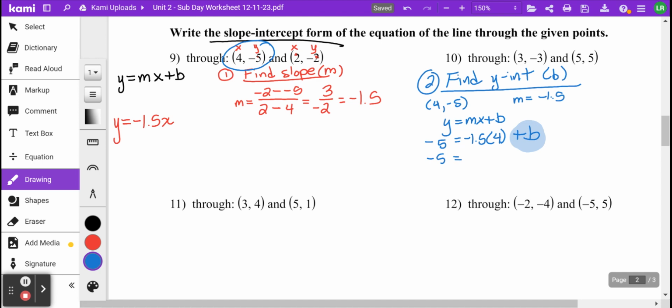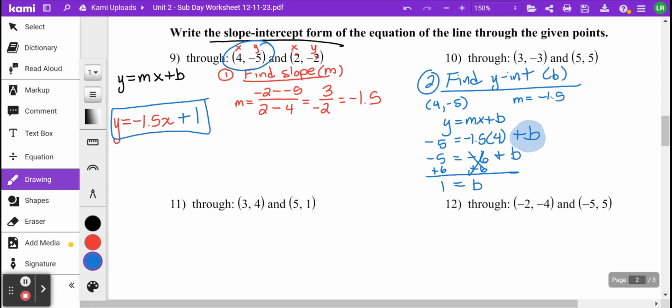Negative 1.5 times 4 is 6. Sorry, negative 6. Add 6 to both sides to solve. And I get 1. And I can just add that here. Plus 1. And I have my y-intercept.